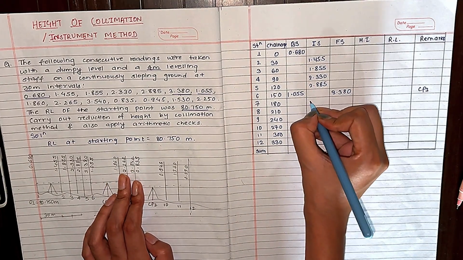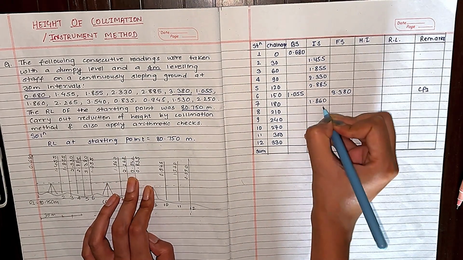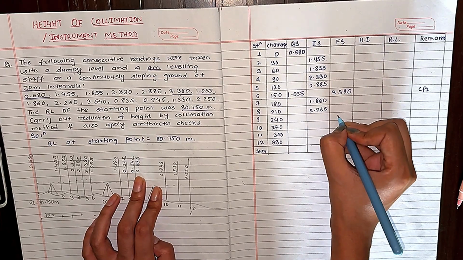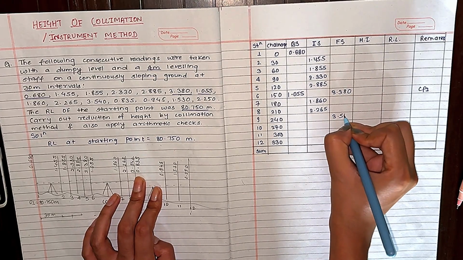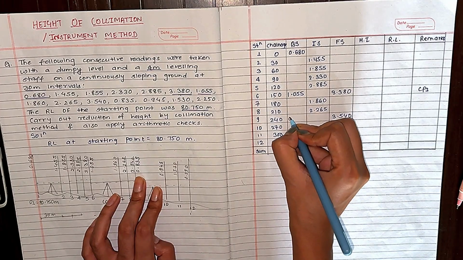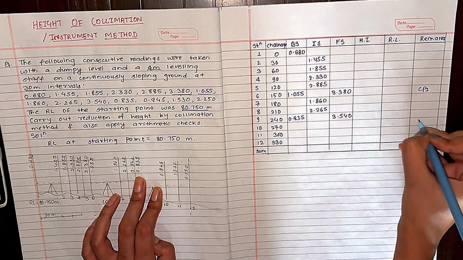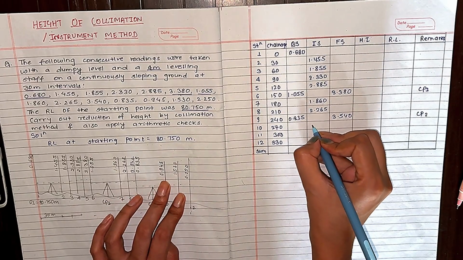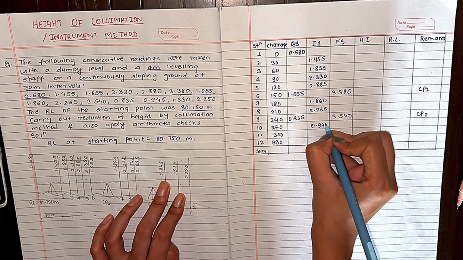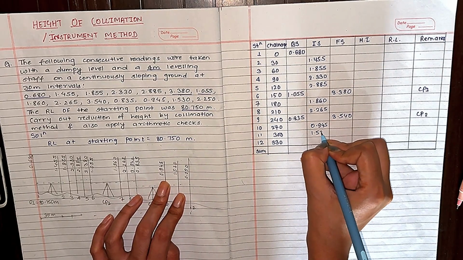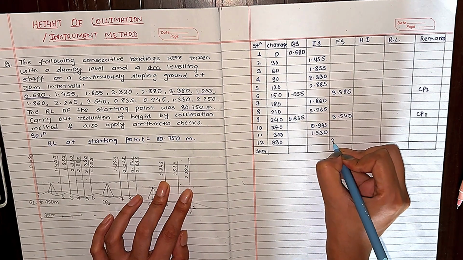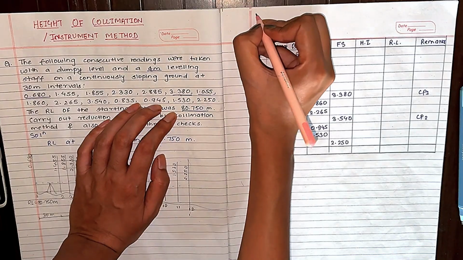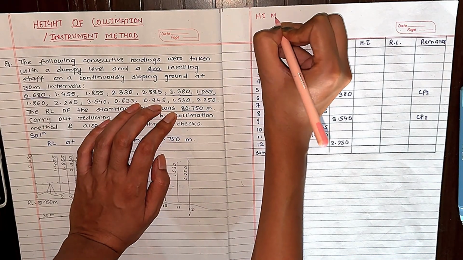So again there are the intermediate sides 1.860, 2.265. Then there is a foresight which is 3.540 and backside 0.835. This is changing point 2, CP2. Then these are the intermediate readings 0.945, 1.530, and the last reading is here foresight 2.250. For HI method we have formulas.